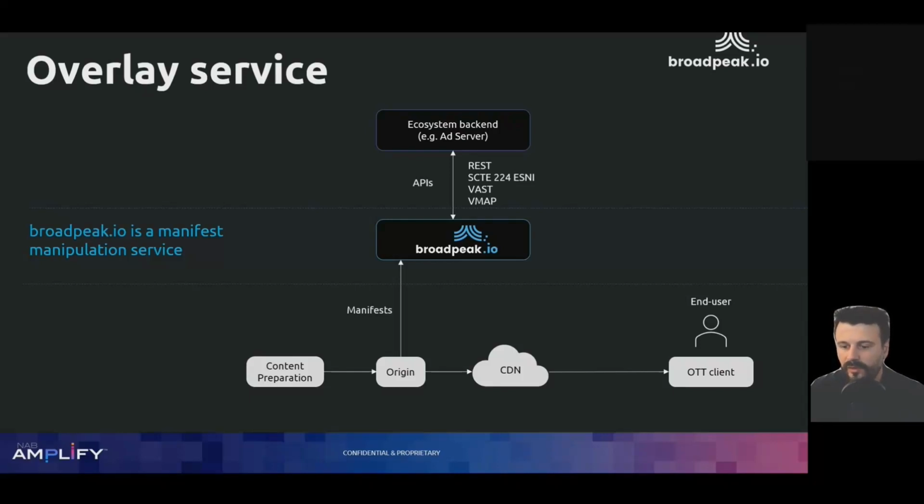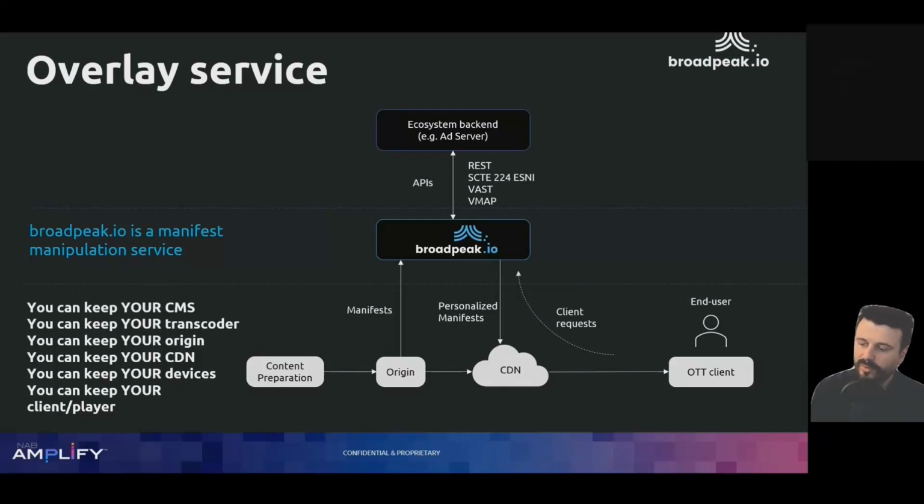Okay, so the idea is really to either adapt a linear channel already created, or maybe to add an ad for video on demand, right? But it's really about manipulating the manifest. And as soon as the manifest has been manipulated, we send that manifest back to the CDN, and the CDN can get the personalized manifest from Broadpeak.io and the video fragments from the origin and deliver that to the OTT clients.